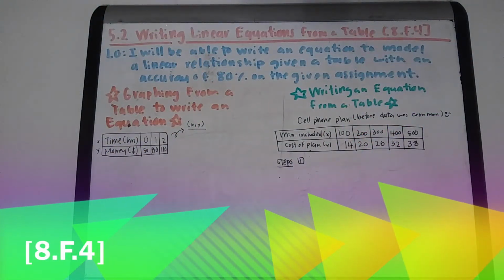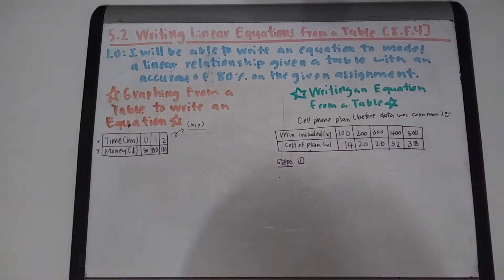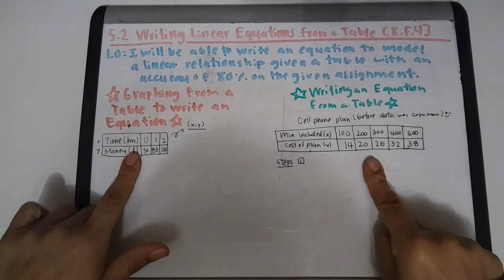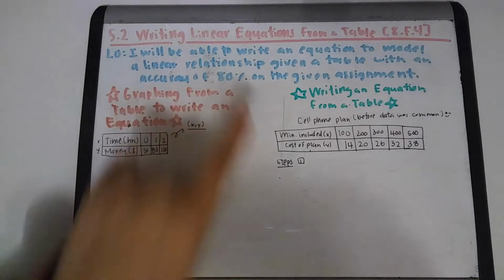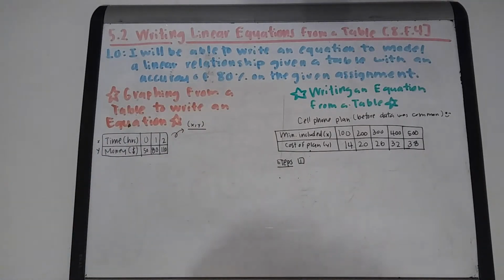Alright, you guys, so this is 5.2. We're going to be able to write linear equations given a table. So that's a learning objective for you: to be able to write an equation to model a linear relationship given the table. And you're shooting for at least 80% accuracy on the given assignment.